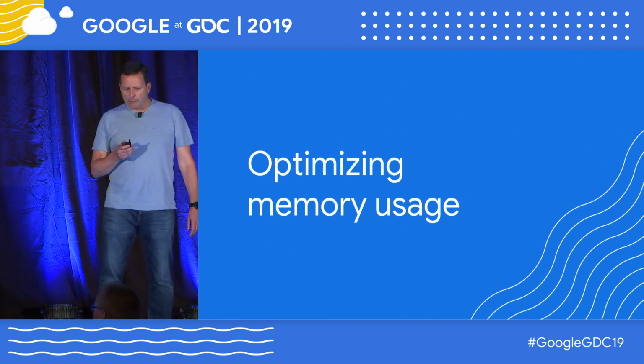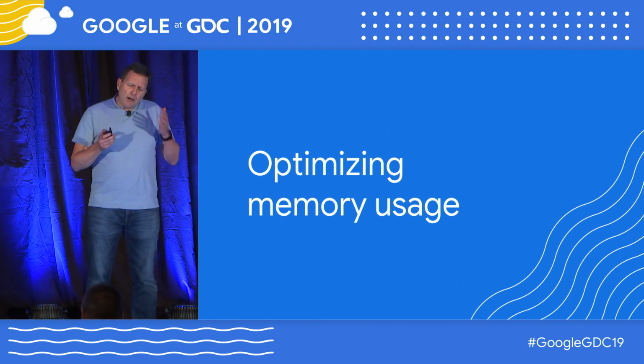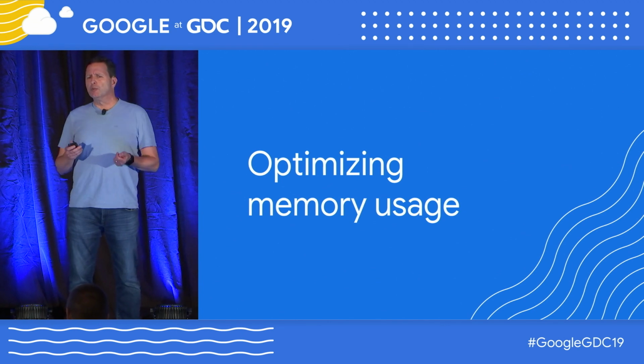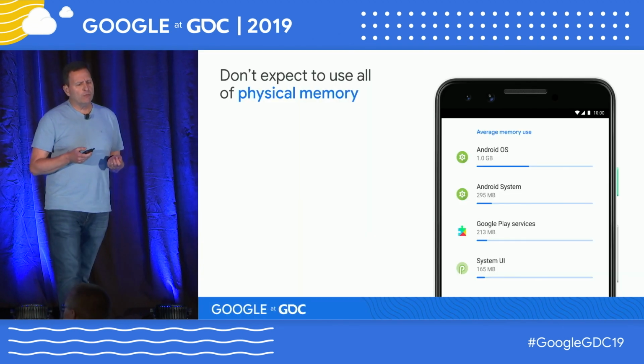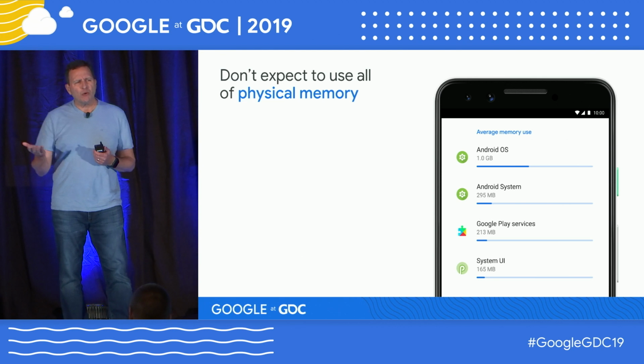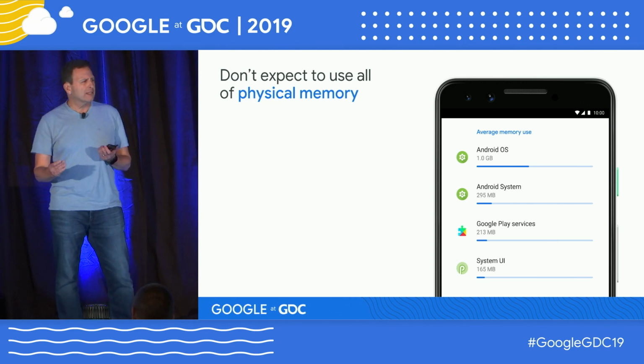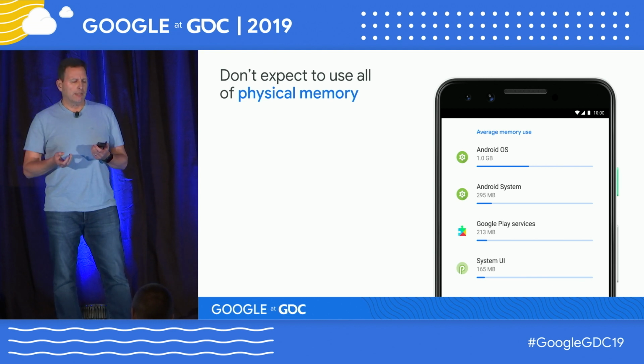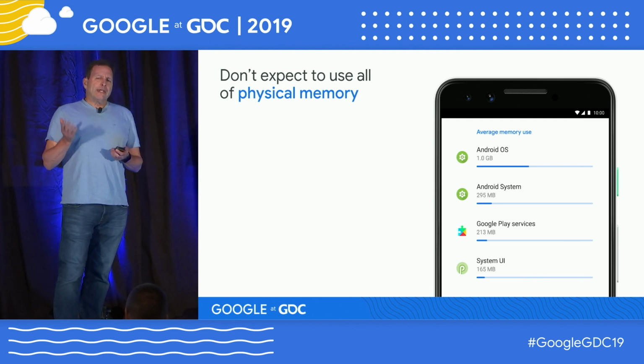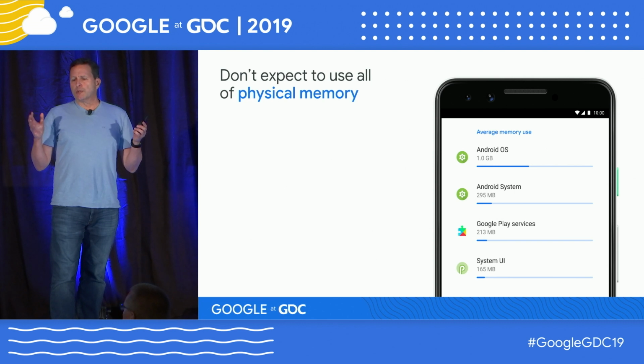So now let's look at memory. Optimizing for memory can be difficult on mobile devices. One of the reasons is you're not always sure how much memory you have available to you, because you're sharing the memory with the system and with other apps. And so you can't expect to use all of that physical memory.